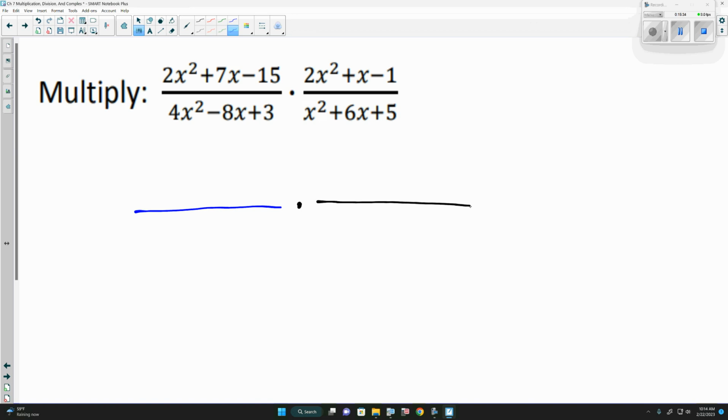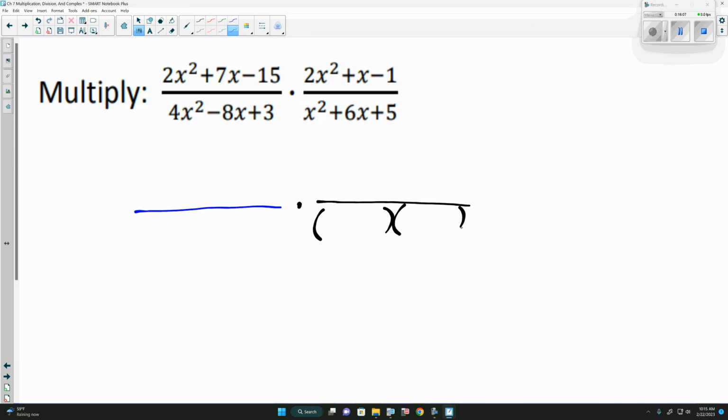Now, since all four spots, two numerators, two denominators, are all quadratics, we can factor these here. Now, looking at these four, which one looks like it's going to be the easiest to factor? I'm thinking the x squared plus 6x plus 5, because the number in front of x squared is 1, so we're dealing with fewer factors. So I'm going to start here.